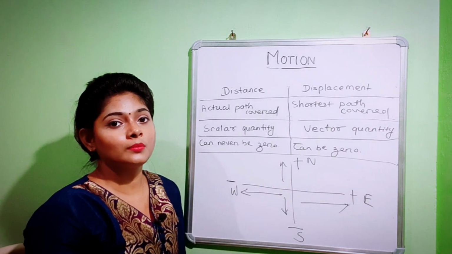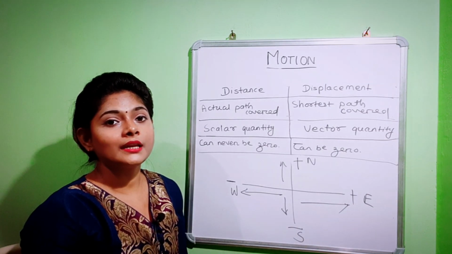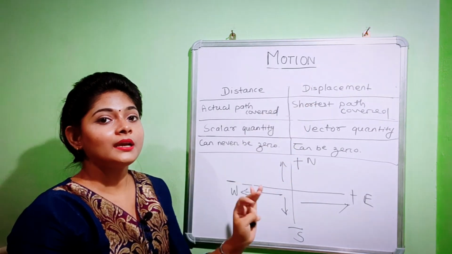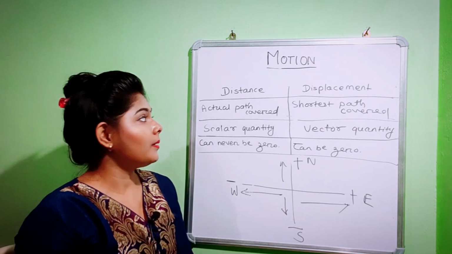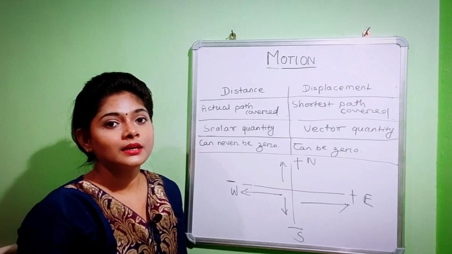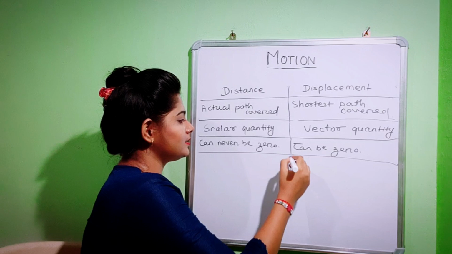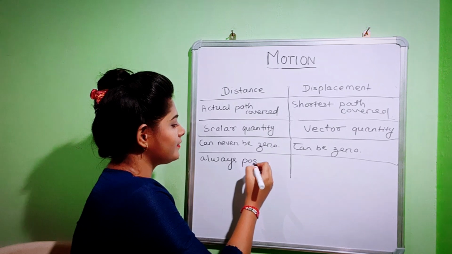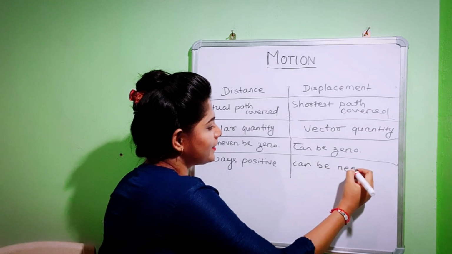Suppose we say 10 kilometer towards east, then the quantity will be positive. If we say 10 kilometers towards south, then that will become negative. So displacement can be positive and also negative. But distance is always positive because there is no direction given. So our next difference is distance is always positive and displacement can be negative.